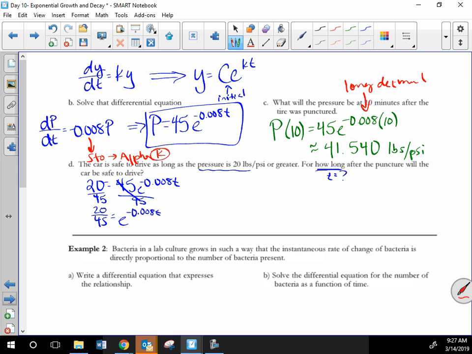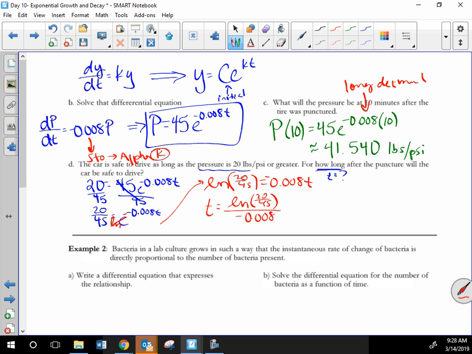We're going to take the natural log of both sides. Exponentiate sounds so great, natural log it sounds a little weird. So I'm going to take the natural log of both sides. Natural log of 20 over 45. And again, natural log of exponential, those cancel each other out, so I'm left with just my exponent, negative 0.008t. So then my t is natural log of 20 over 45 divided by negative 0.008.